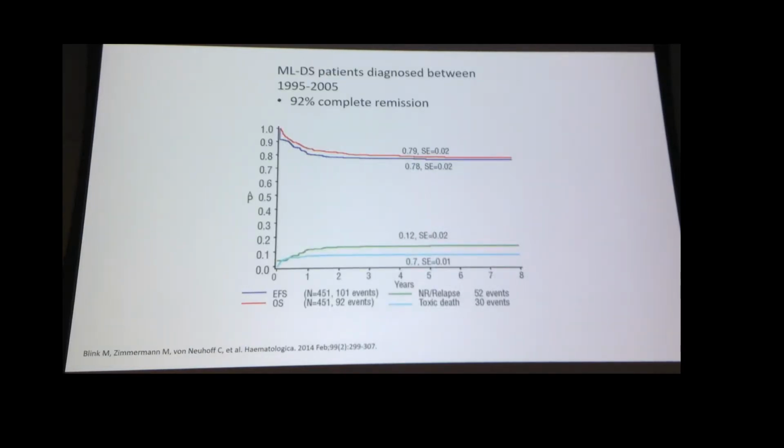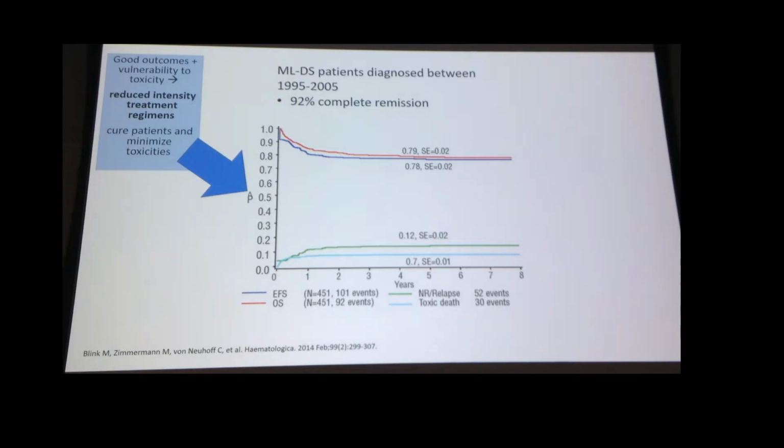All right, so here's another survival curve from a different study. This was from an enormous study of over 400 children in Europe with MLDS. And we can see again that the survival for this particular group of patients at 5 years was a little bit lower than what I showed you on the other curve, but still quite high, 78 to 80%.